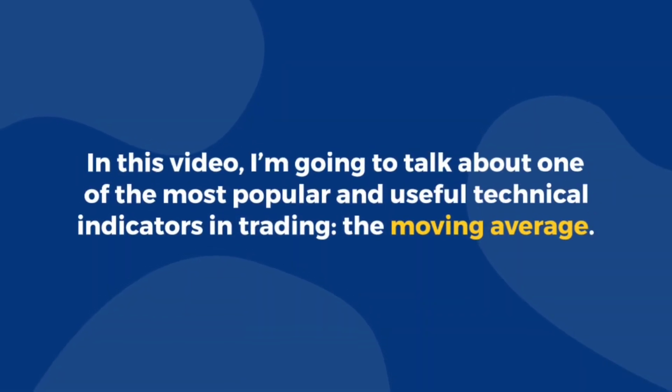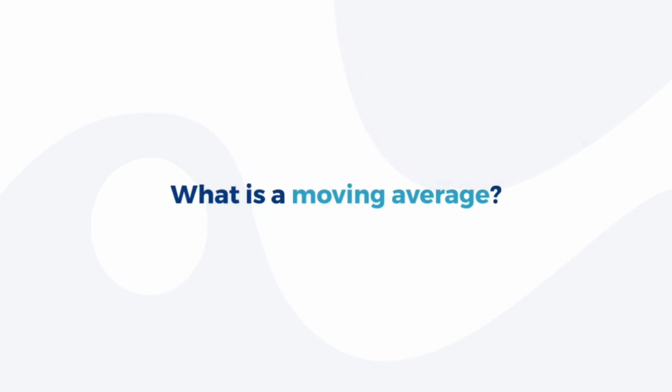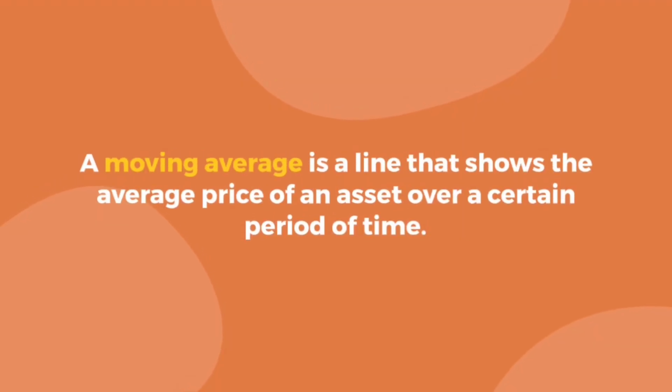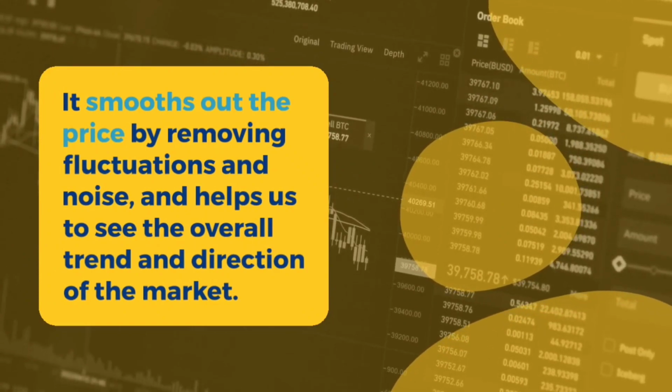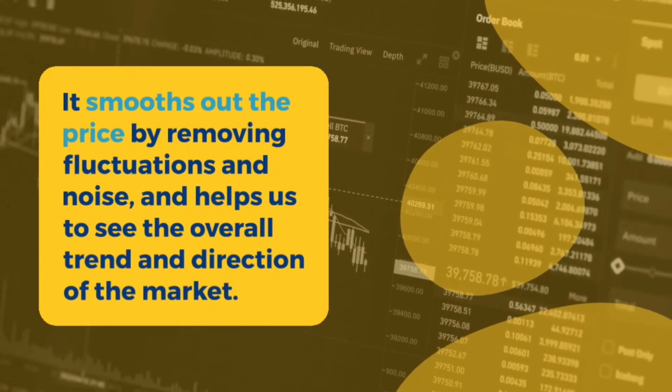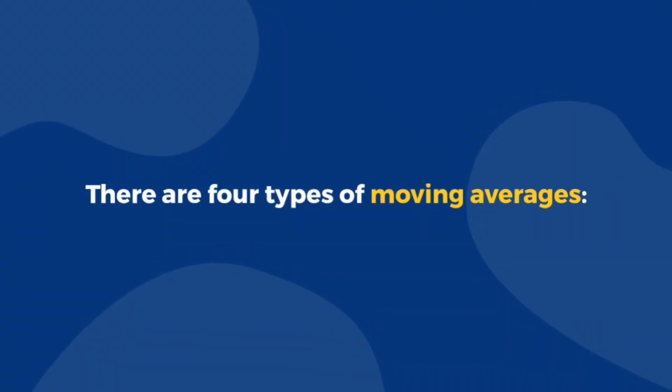In this video, I'm going to talk about one of the most popular and useful technical indicators in trading, the moving average. What is a moving average? A moving average is a line that shows the average price of an asset over a certain period of time. It smooths out the price by removing fluctuations and noise, and helps us to see the overall trend and direction of the market. There are 4 types of moving averages.